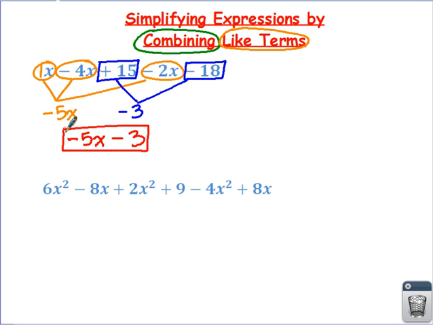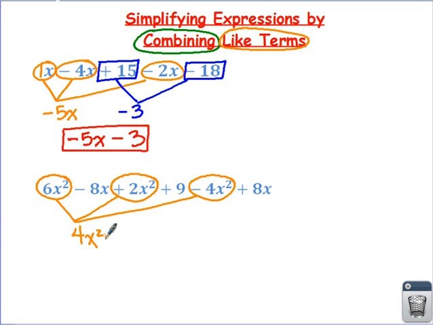Our second example is basically the same thing. I'm going to go ahead and start off with our first term, which happens to be 6x squared, which means I got to look for anything that has an x squared, like this plus 2x squared and this minus 4x squared. Once again, we'll add them together, hence the term combine. So 6 plus 2 is going to give me 8, and 8 plus negative 4 is going to give me 4. I'll keep the x squared.